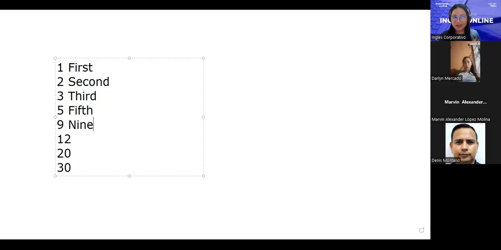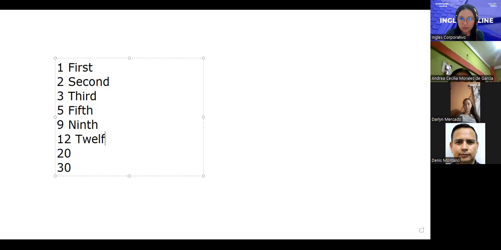Number 9 es así. ¿Qué pasa? También aquí necesitamos modificar previamente a agregarle TH. ¿Lo hacemos cómo? Like this. Y ahora sí agregamos TH. Ninth. Lo mismo con el 12. Miren, el 12 es así en cardinal, twelve. ¿Pero qué sustituimos? Ajá, borramos. ¿Y qué hacemos ahora? Agregamos el TH. Ya vieron. Al igual que el 5, hacemos la misma regla. Se sustituye por una F.